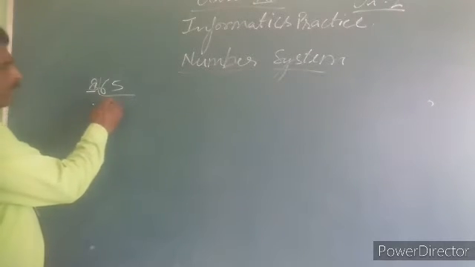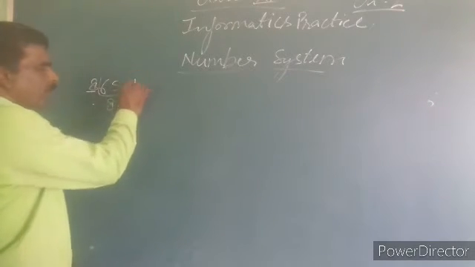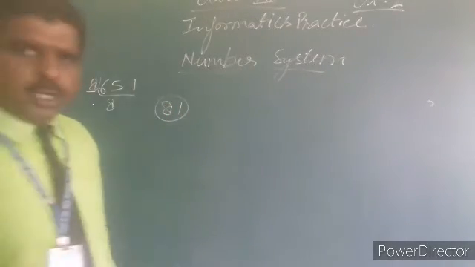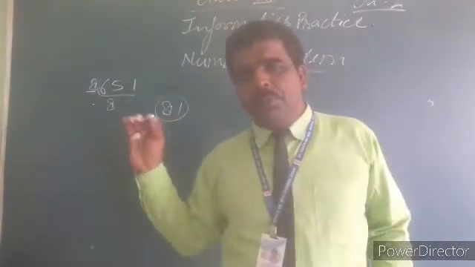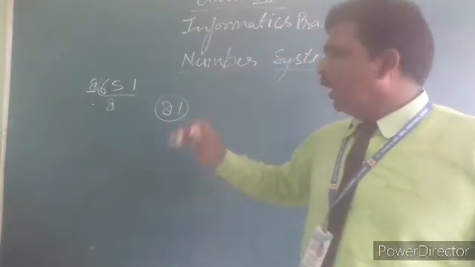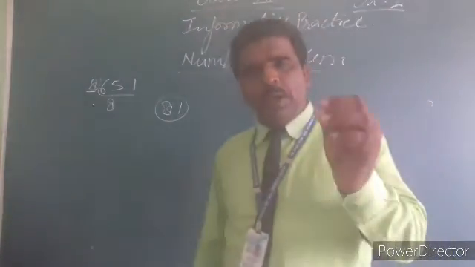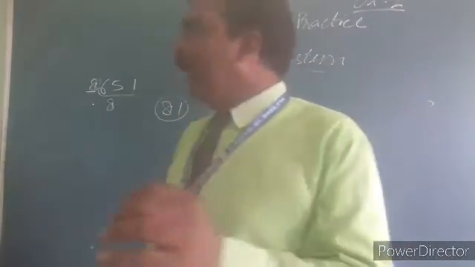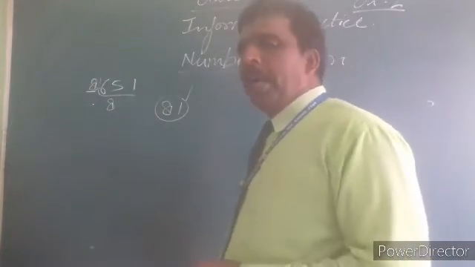Here, 8 8s are 64. Remainder is 1. So 81. That will be in the form of octal numbers. So here 81, that will be the octal number of 65. If you are taking 65 as a decimal number and you want to check what will be the octal number, so 81, that will be the octal number.